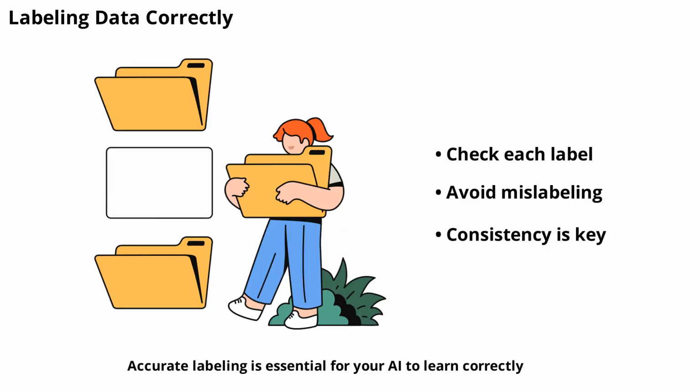Accurate labeling is essential for your AI to learn correctly. Double-check that each file is in the right class. For example, don't accidentally put a cat photo in the dog category. Clear, consistent labeling helps your model make accurate predictions. If you're unsure, review your data before moving on. This attention to detail will pay off when you test your model later.